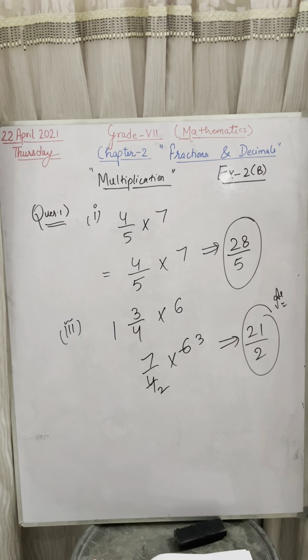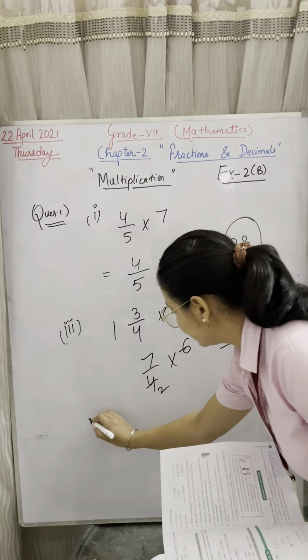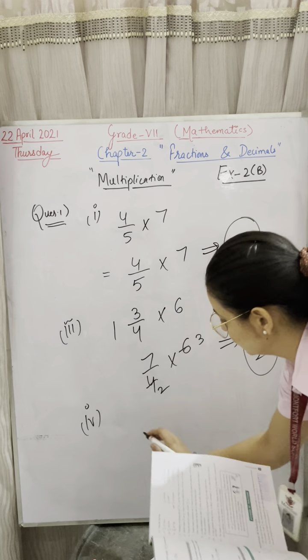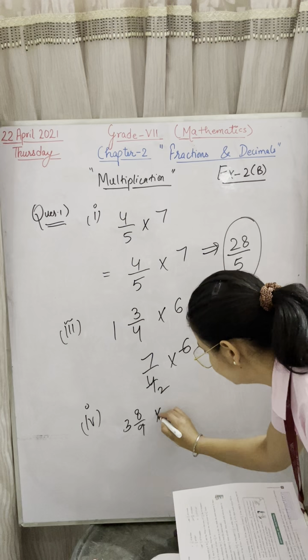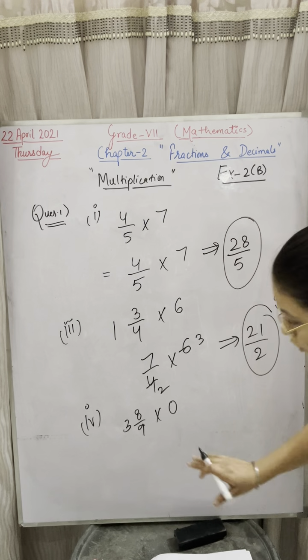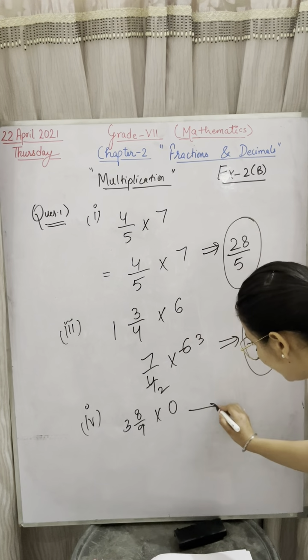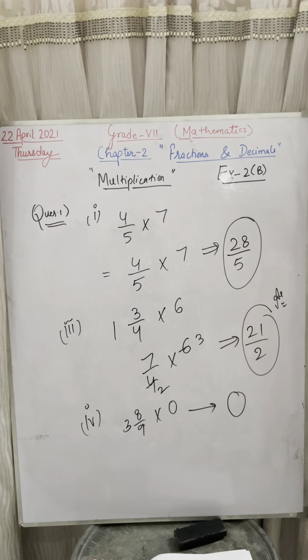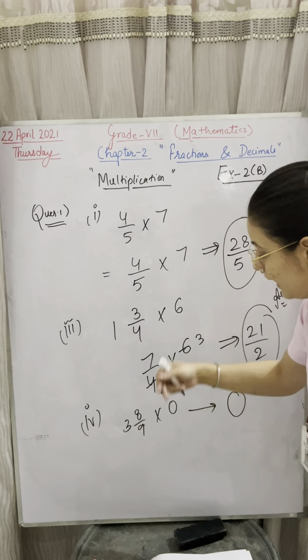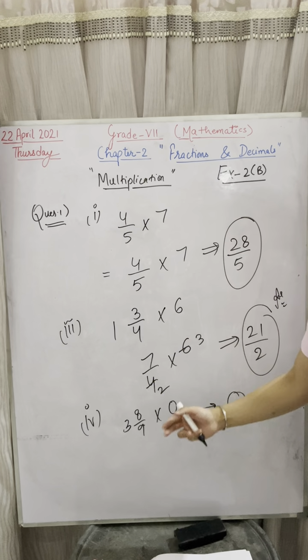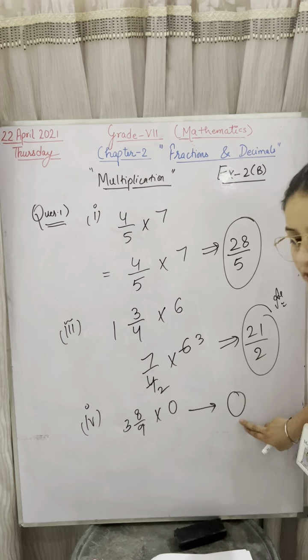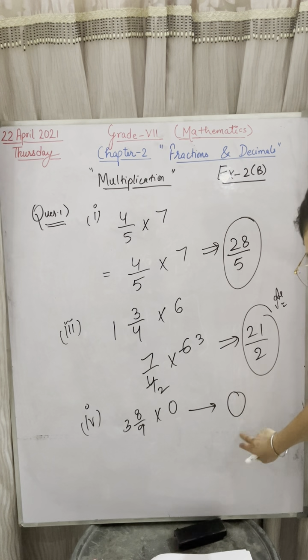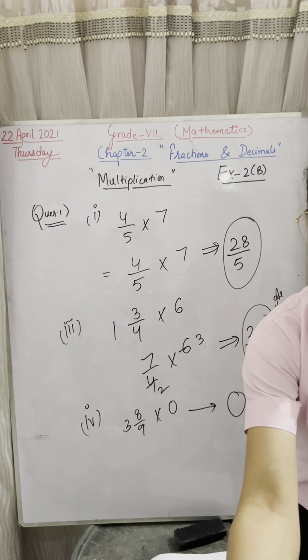Any doubt? Any doubt in these questions? This is very, very easy. Fourth part is 3 8 upon 9 multiplied by 0. Okay, no need to open the mixed fraction. If anything is given to you that is multiplied with 0, your answer will be 0. If I multiply any rational number, any mixed fraction, any integer, any constant with 0, my answer will be 0. Okay, Angel Goel, just wait.